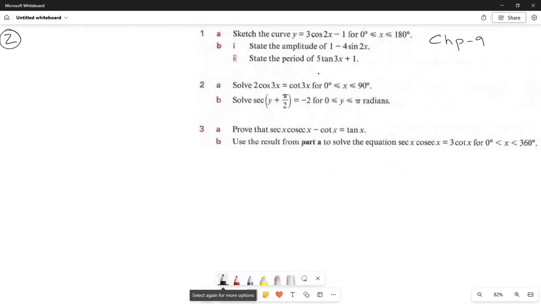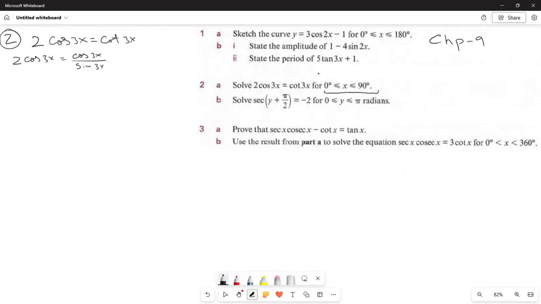This is a bit challenging question. 2 times cos 3x equals cotangent 3x. We need to solve this equation and find the values of x. And our x has to be between 0 and 90 degrees. You can see 2 cosine 3x equals cotangent, which is cosine over sine.